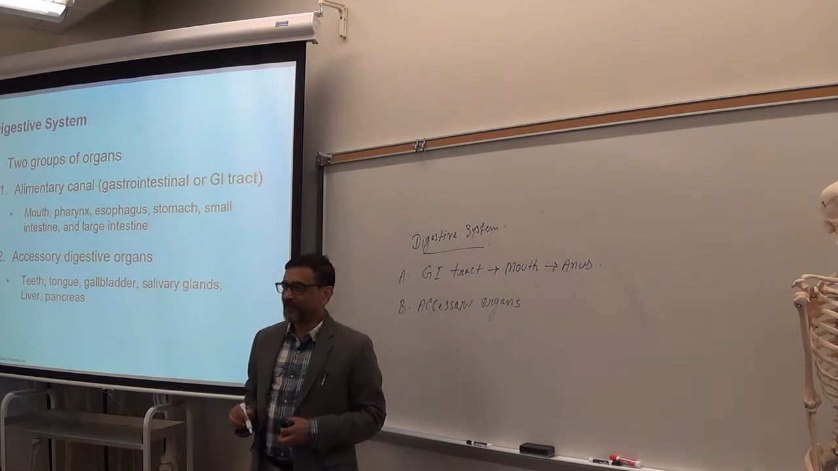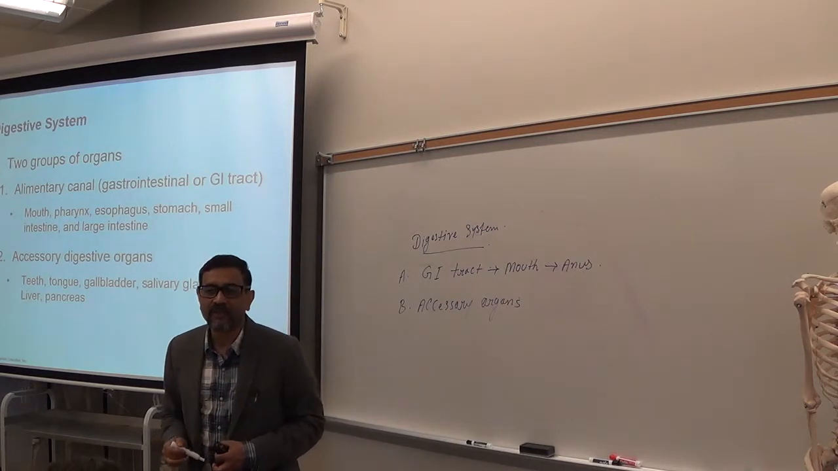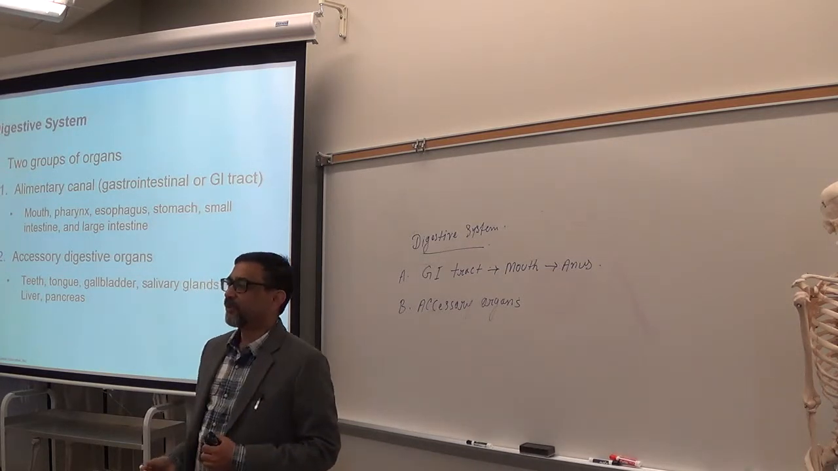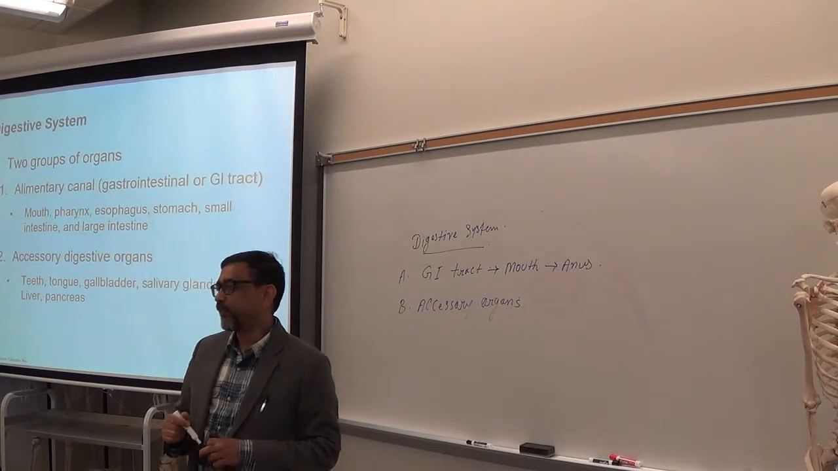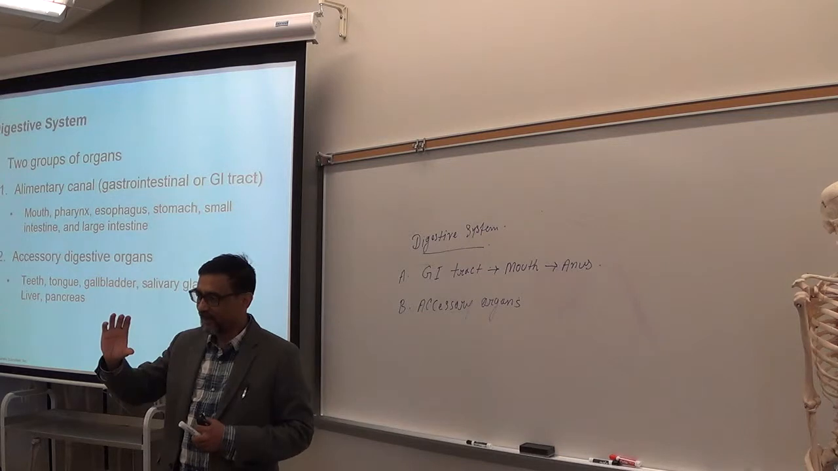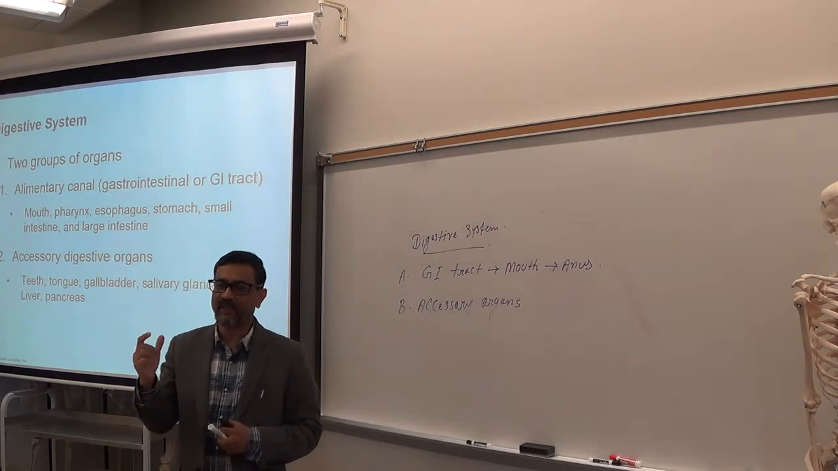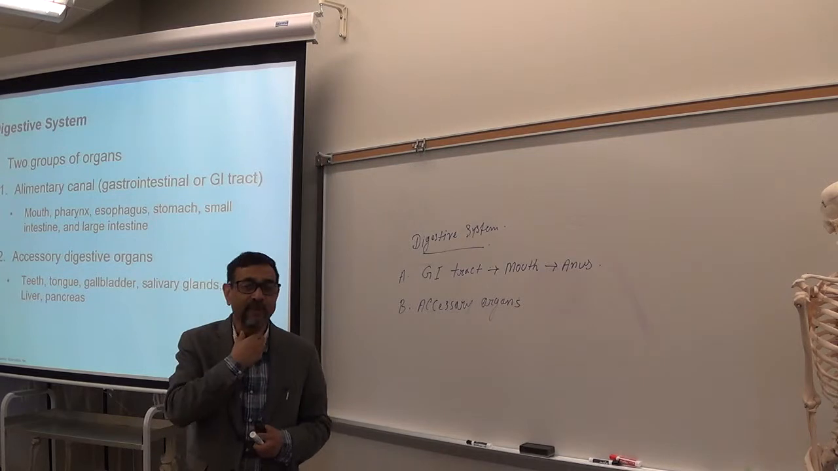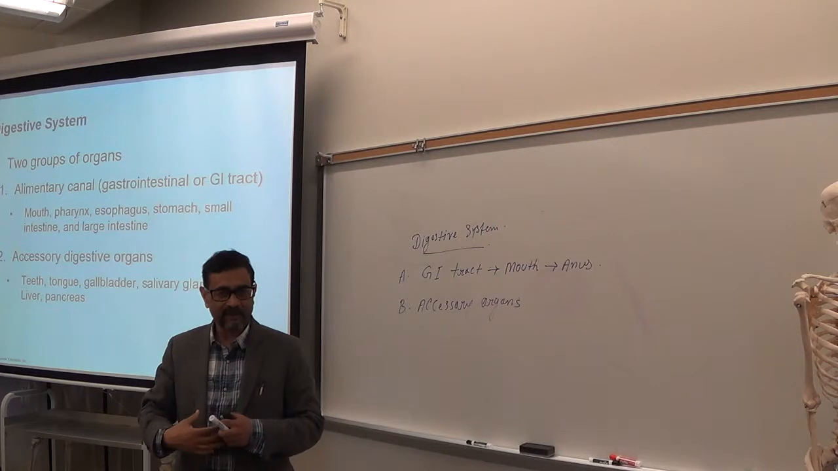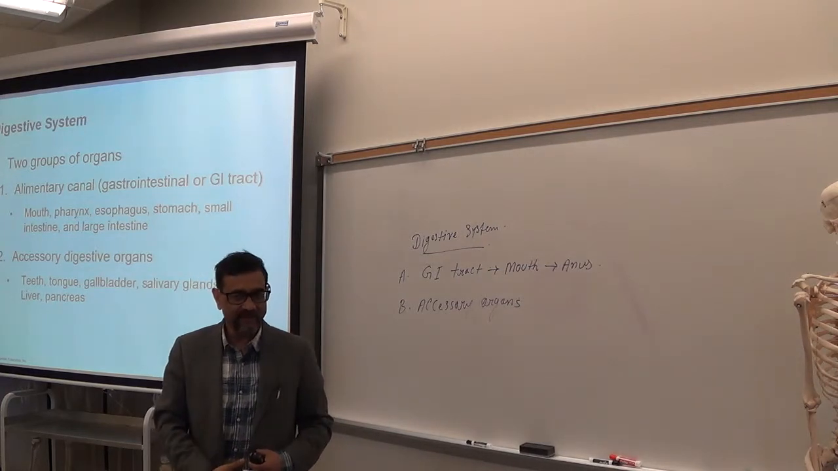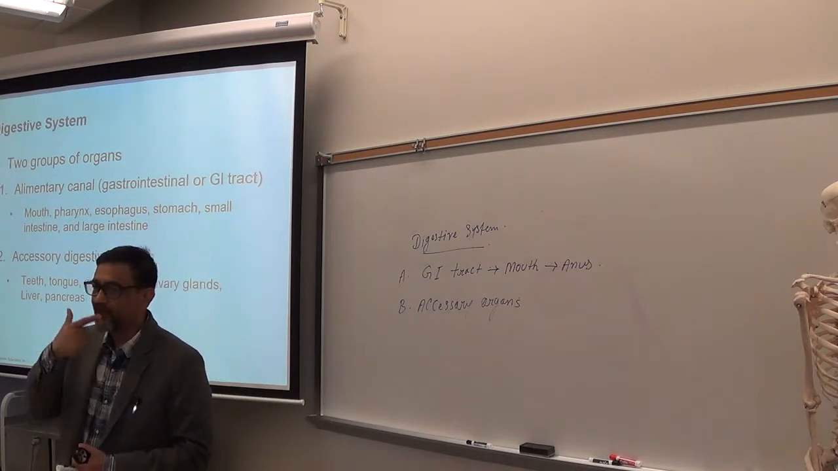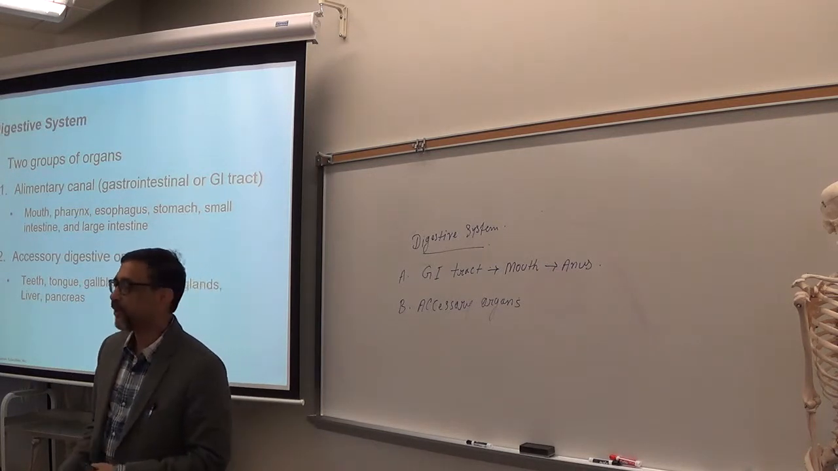Now, this tube has different parts, but it is a continuous tube, right? So, it is a continuous long tube, that is GI tract, but this tube has different parts. So, first organ or part of it is the oral cavity or mouth, then you have the pharynx, right? Then esophagus, then stomach, small intestine, large intestine, okay? Continuous long tube starts at the oral cavity or mouth.